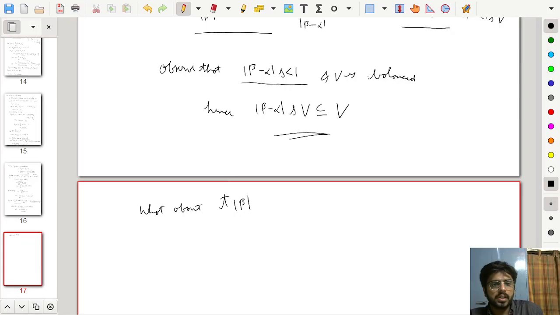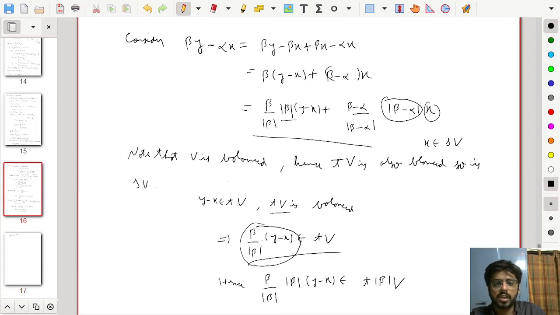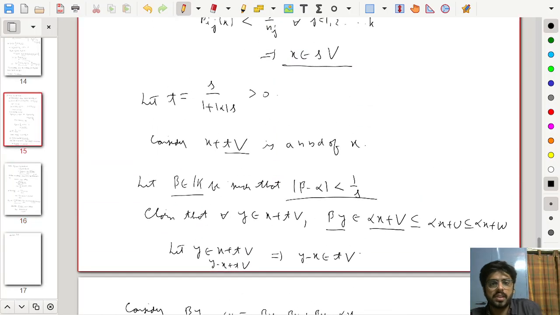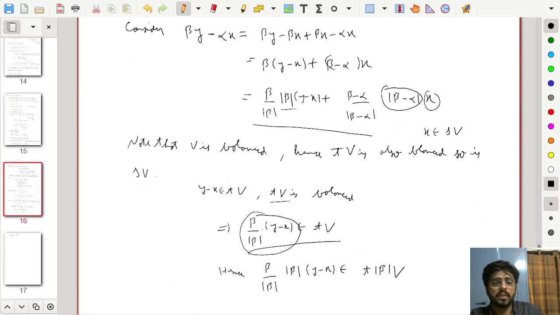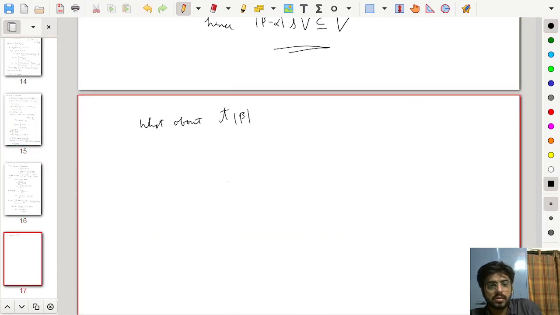What is T? T is this number, right? This is what we have taken T as. T is S by 1 plus mod alpha times S. So this product becomes mod beta times S by 1 minus mod alpha times S. Now let us find a bound for mod beta.